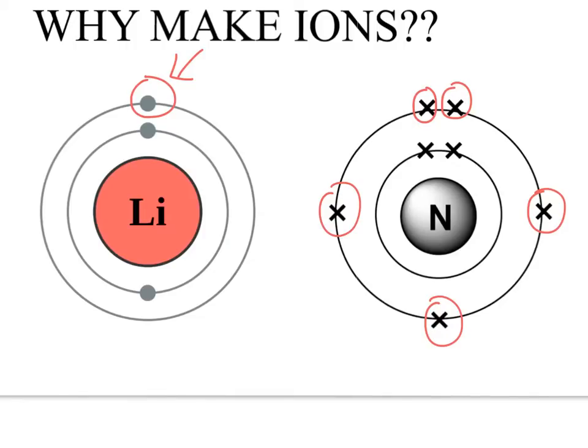And then nitrogen is like, hey, I only need to gain 3 more to have 8, so that I can be stable. And so lithium and nitrogen are going to work together as a team. One is going to lose electrons, the other one is going to gain electrons in order to be stable. And so they actually transfer their electrons. And this is where we're going to get into ionic bonds.